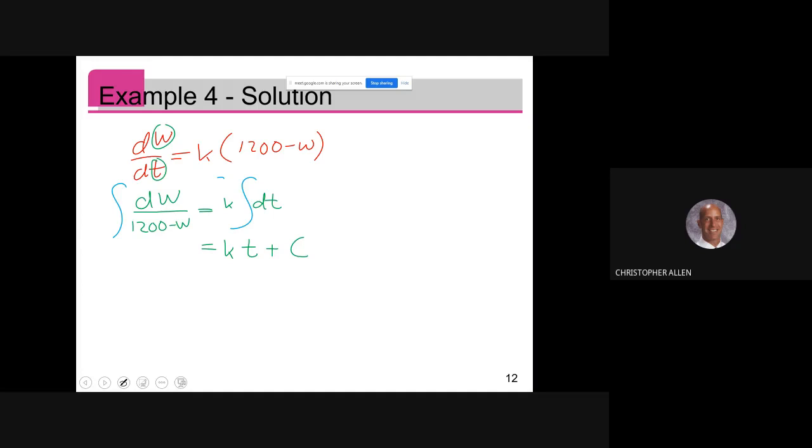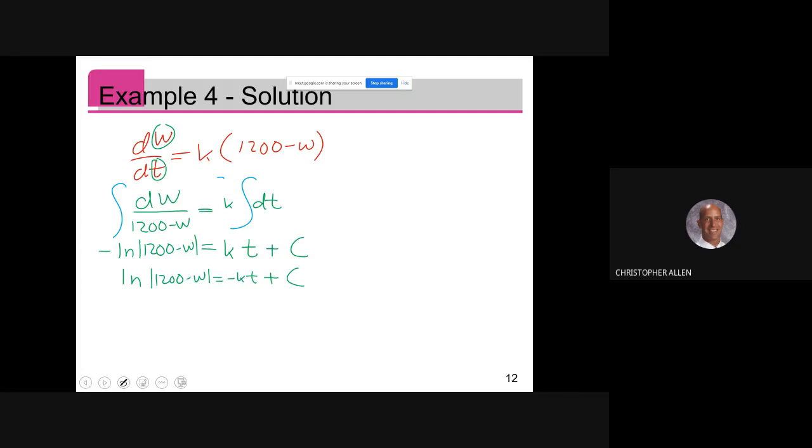Now I have to be careful on the left. I would have to do a U substitution where U is this 1200 minus W. So this is actually going to give us the negative of the natural logarithm of 1200 minus W. This may feel a little reminiscent of that Newton's cooling law that I mentioned on that example last week. Now we're going to get rid of the negative, so this is going to be the natural logarithm of 1200 minus W equals negative KT plus C. Notice I'm not changing the C to minus because C is just a constant.